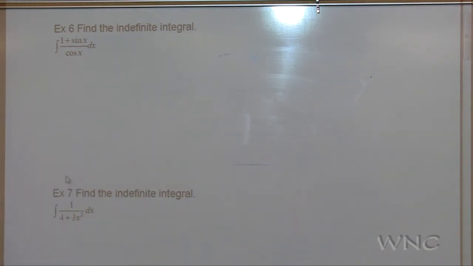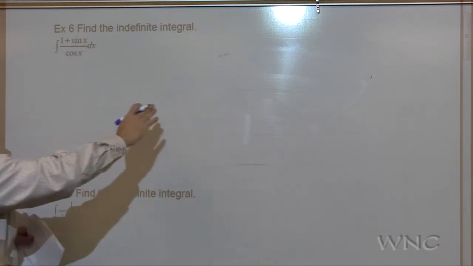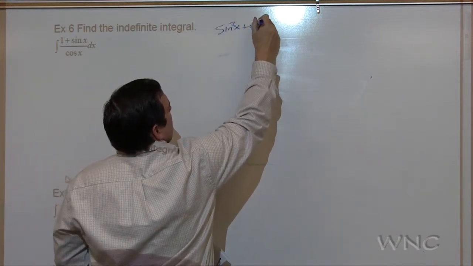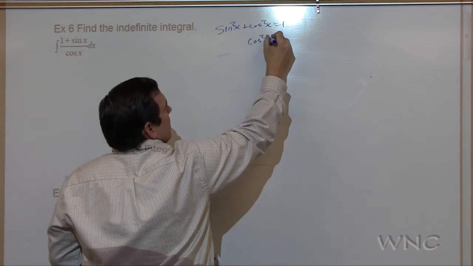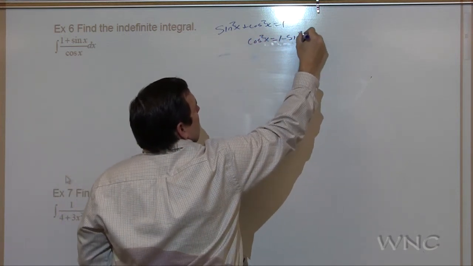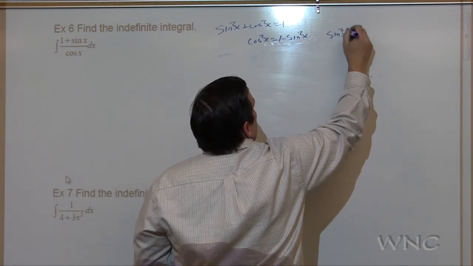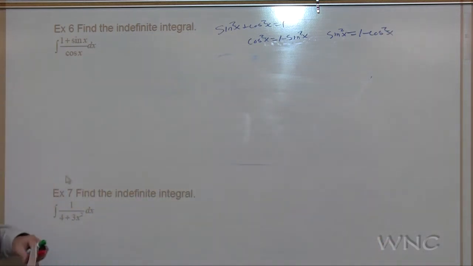Okay, we have the integral of (1 plus sine x) over cosine x dx. Now we know that sine and cosine have a relationship, that sine squared x plus cosine squared x equals 1, which results in cosine squared x equals 1 minus sine squared x, and sine squared x equals 1 minus cosine squared x. We know we have that relationship. So when I see a 1 plus sine x, it starts me thinking this is related to the cosine.